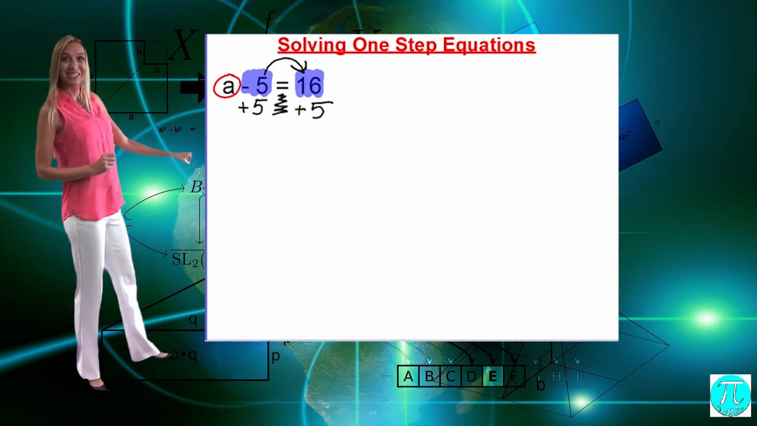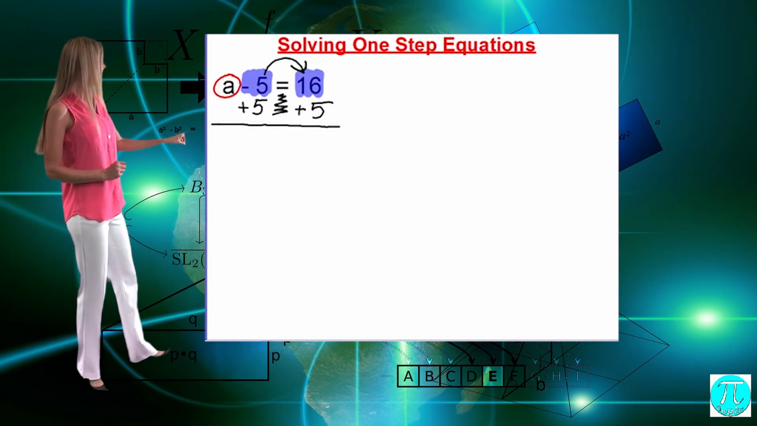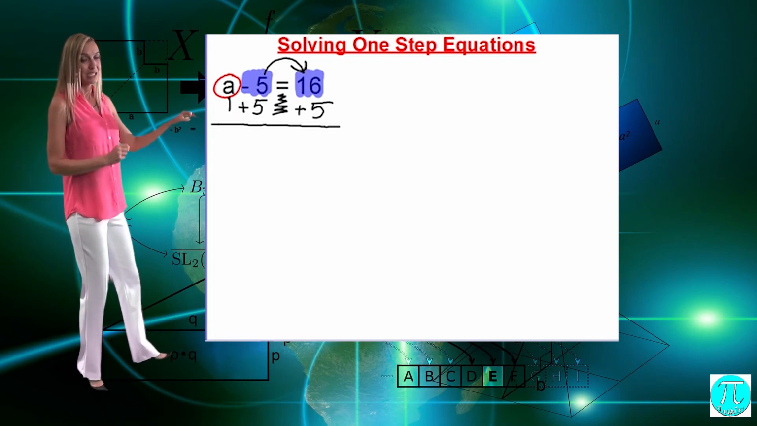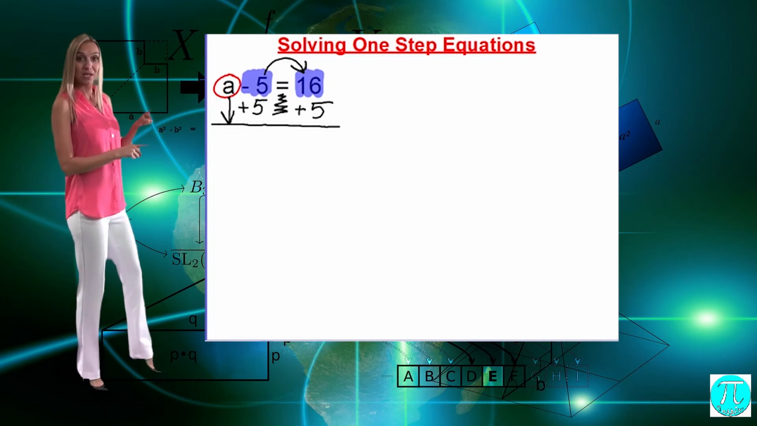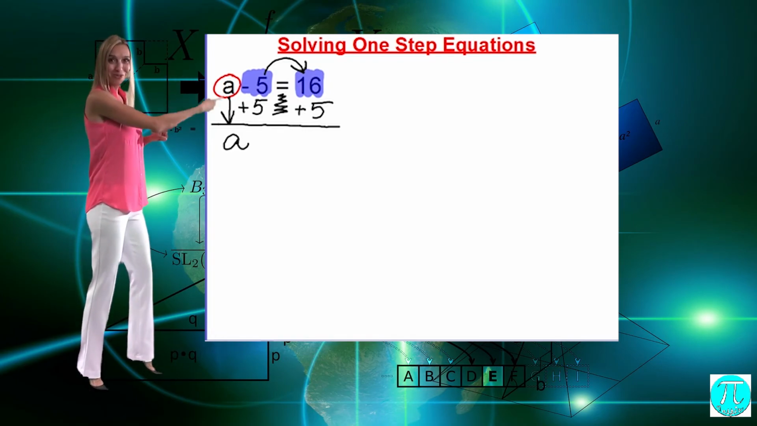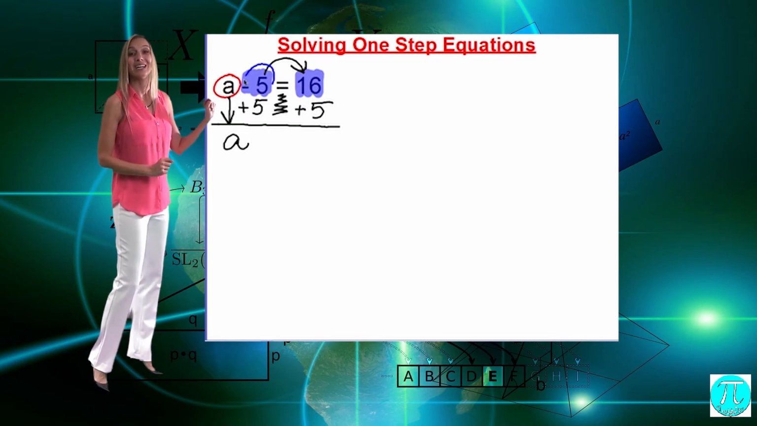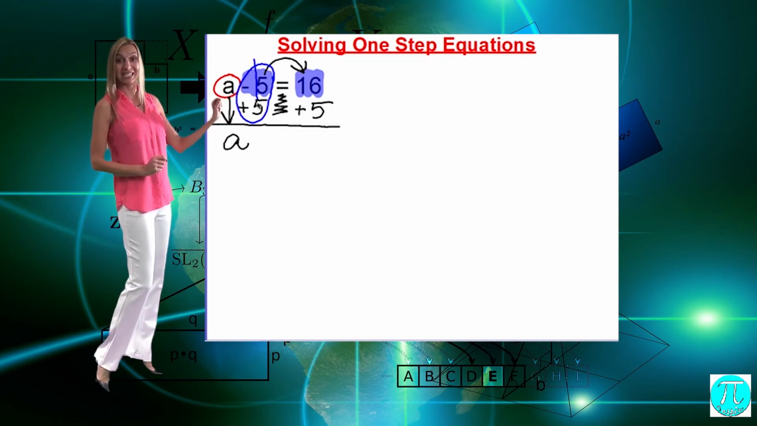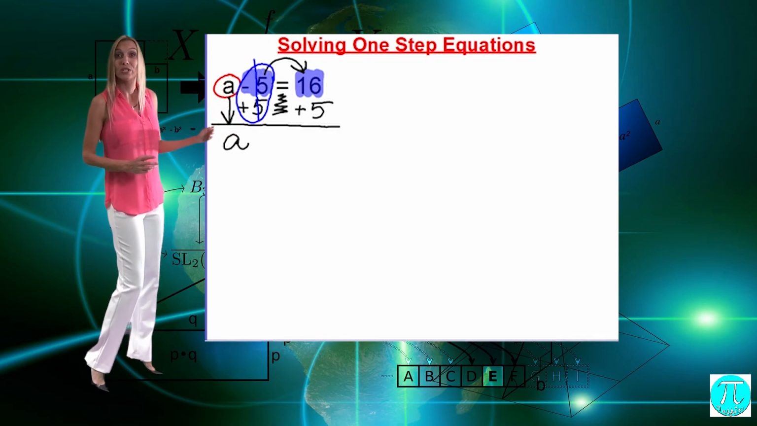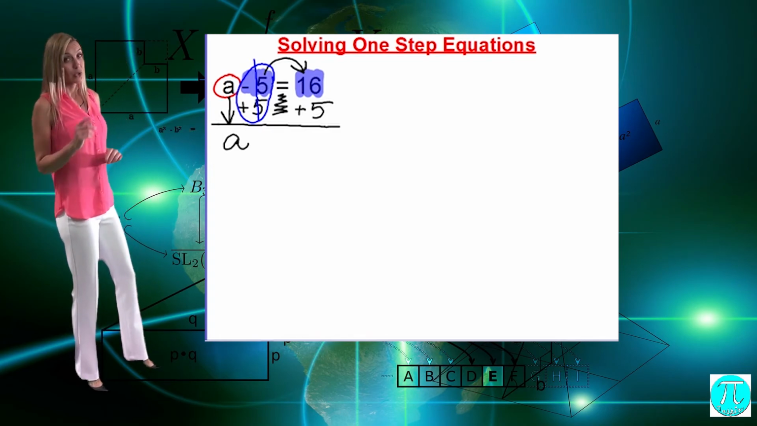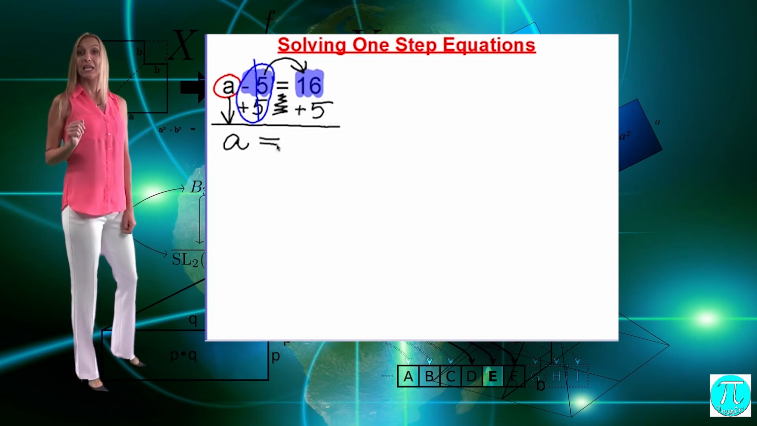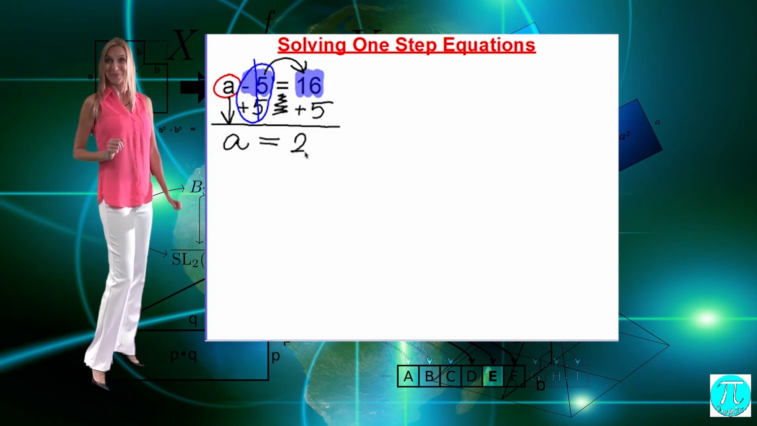And let's see what we've got. We still have the a, so a drops down. Now, minus 5 plus 5, same numbers, opposite signs, it will become a 0, right? Then we have our equal sign. And on the other side, we have 16 plus 5, which is 21. So our solution is a equals 21.